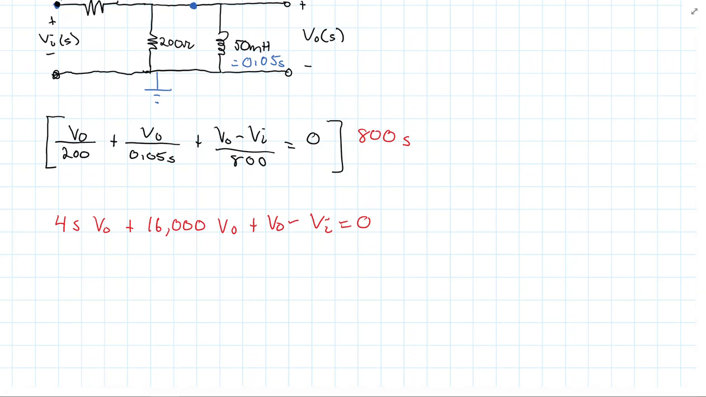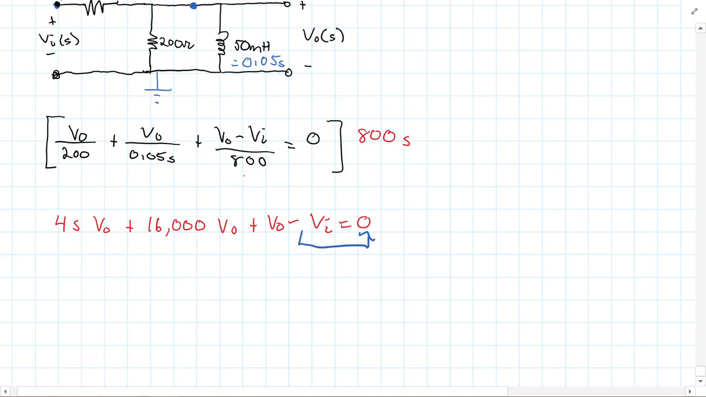So I'm going to simply move this V in to the other side and then combine some terms together. So what am I going to have here? Well, let's double check to make sure I didn't make a mistake, and you probably already caught it. Something's not making sense. The reason I'm saying something doesn't make sense is if I look at what I have right now, I have 16,000 plus 1. That doesn't really make sense.